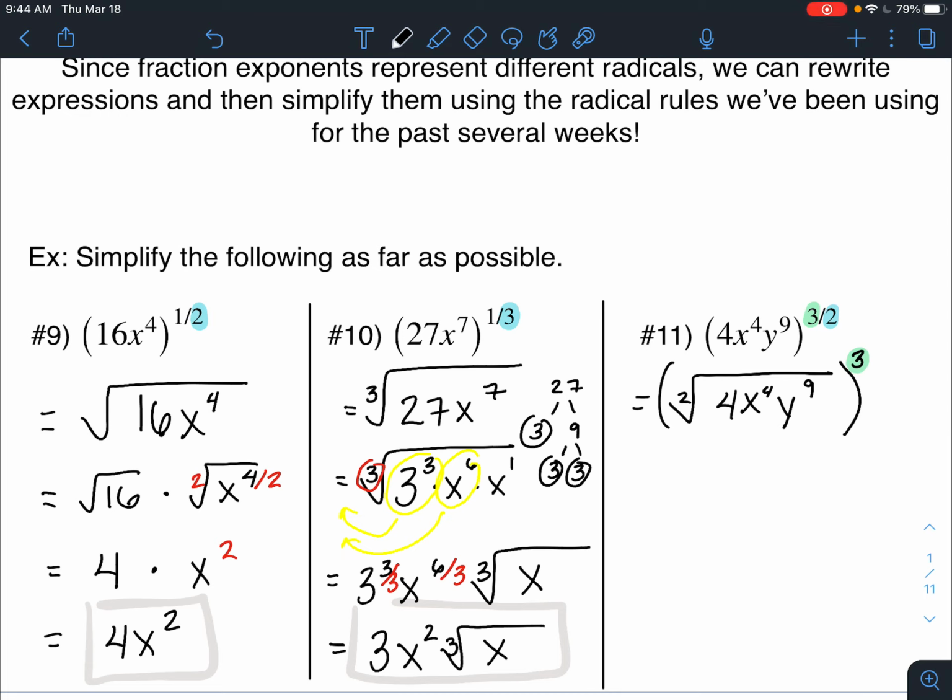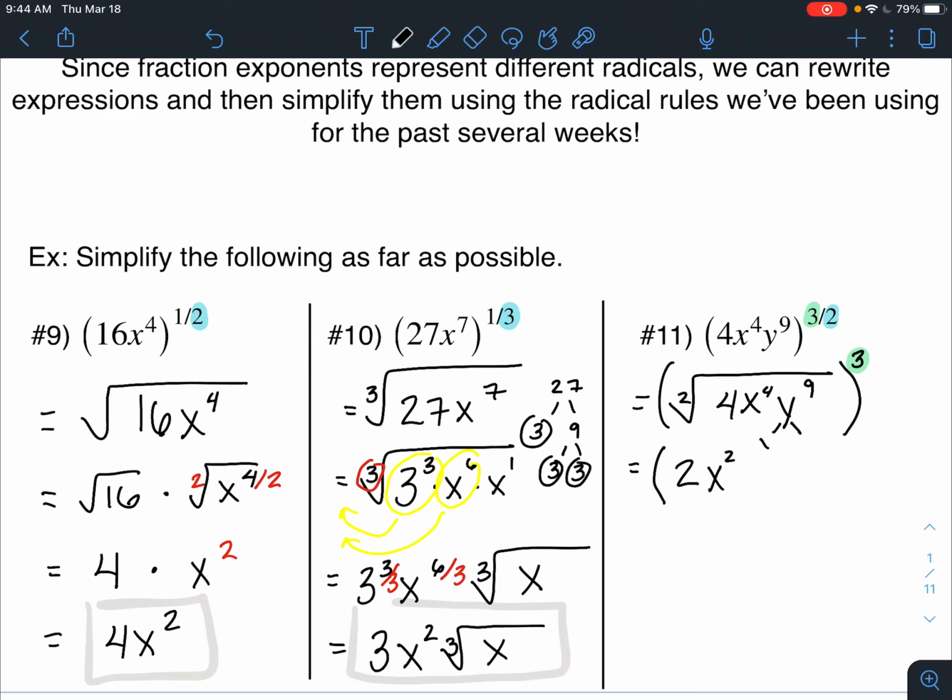I like to write it like that with the exponent on the outside because I think it's way easier to make things smaller before we make them bigger by applying an exponent. So on the inside, I'm going to apply that exponent. The square root of 4 is 2. The square root of x to the 4th is x squared.